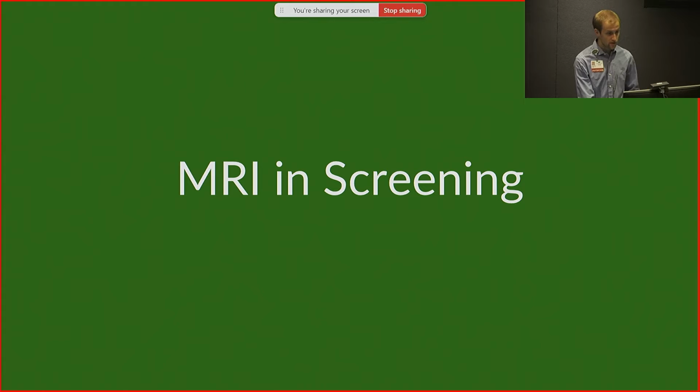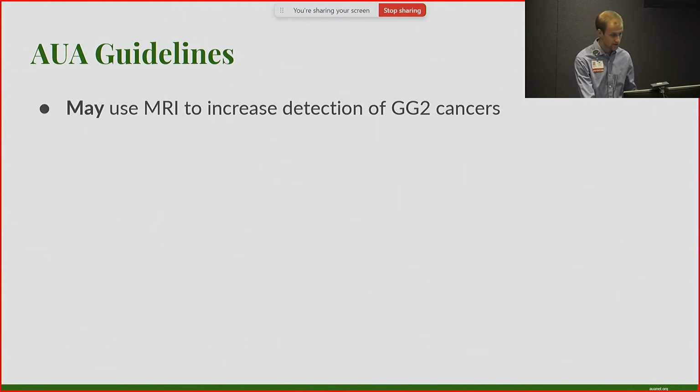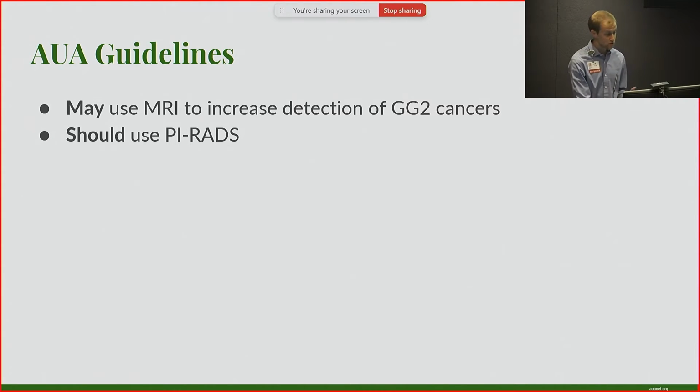So how do we use MRI in screening, and how is it recommended to be used in screening? Again, the AUA guidelines say that you may use MRI to increase your detection of grade group 2 prostate cancers. These are what we would call clinically significant prostate cancer, something that we typically offer treatment for, or at least starting to offer treatment for. You should use the PIRADS scale, which is an MRI-specific diagnostic criteria that grades the lesions that you see on MRI as far as their risk of harboring prostate cancers. We'll talk about that more in a little bit.